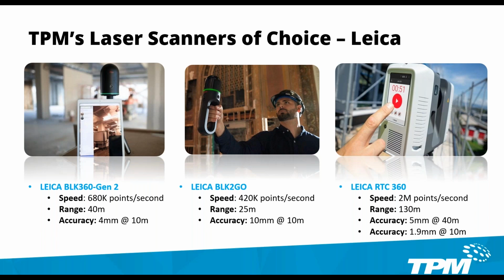Incredible speed, very good range, accuracy is there. Everything, it just brings everything to the table. It's the most complete, fastest scanner of all the scanners that we evaluated, and we evaluated a bunch. So we're real happy to be a Leica reseller, and we also use both the BLK2GO and the RTC 360 in our scanning services.